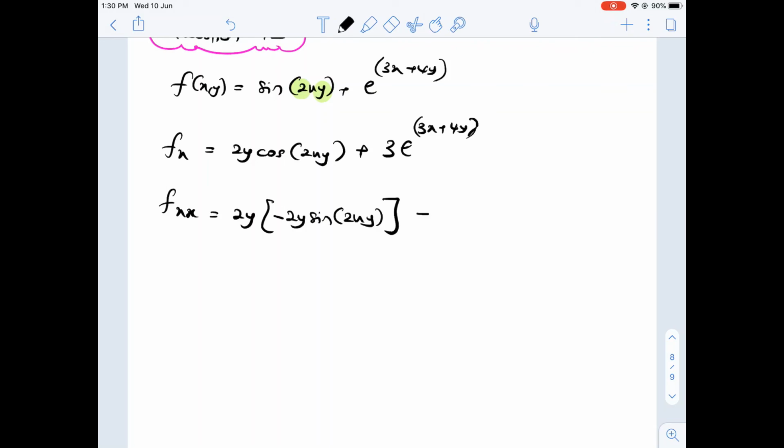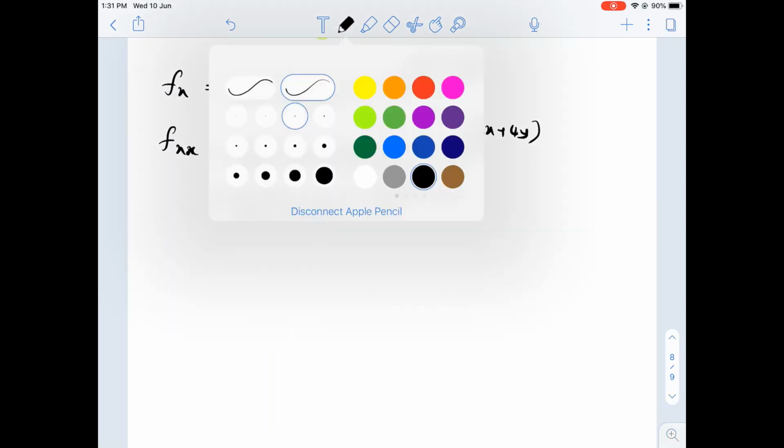Okay, now plus, differentiate this exponential with respect to x. So 3 times 3 should be 9, exponent 3x plus 4y. Okay, so therefore we will have negative 2y times 2y. We get negative 4y squared sine 2xy plus 9 exponent 3x plus 4y. Okay, that's it. This is the answer.